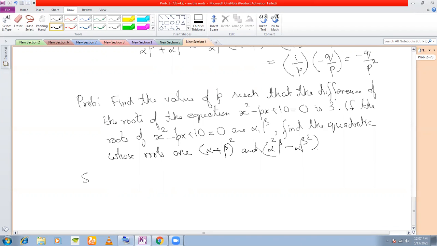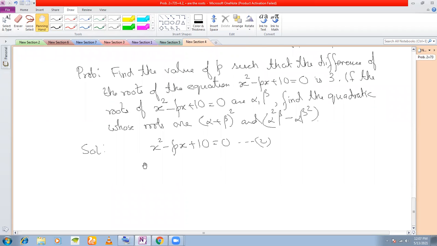Okay, so we start with the first part. Call this equation x square minus px plus 10 equal to 0. Let us call this equation 1. The question is, find the value of p such that the difference of the roots of the equation is this. Now if alpha beta are the roots, what is the sum of the roots? Alpha plus beta is p only, right? Minus of minus p, which is p. What is the product of the roots? It is c by a, which is 10.